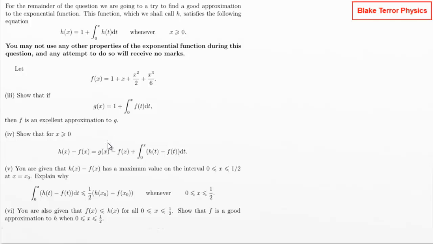Last part then: you are also given that f of x is less than or equal to h of x for all x in 0 to a half. Show that f is a good approximation to h.